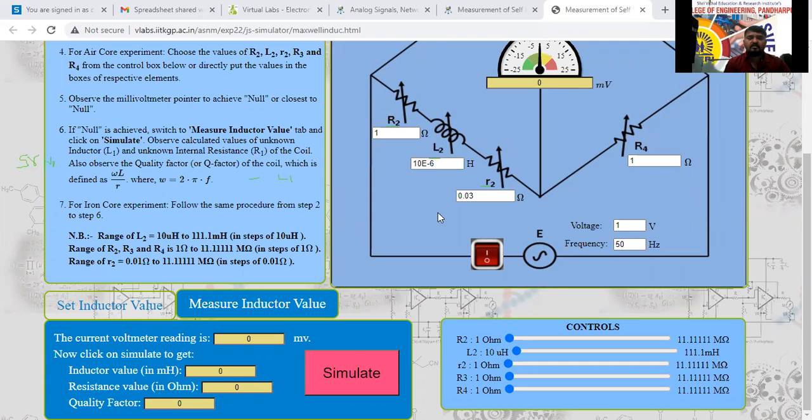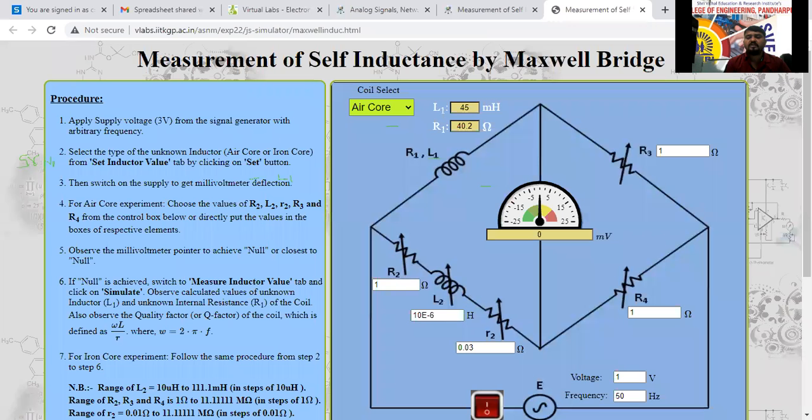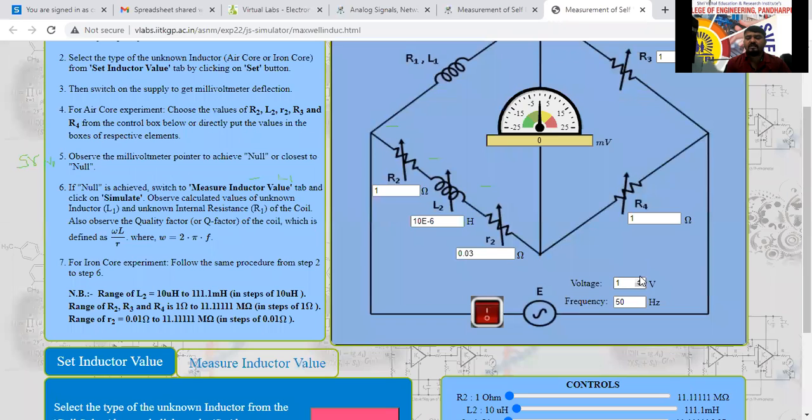We are going to start. First, we have to set the voltage here. I will set it to 5 volts. The frequency I will also set as 50 hertz only here now.